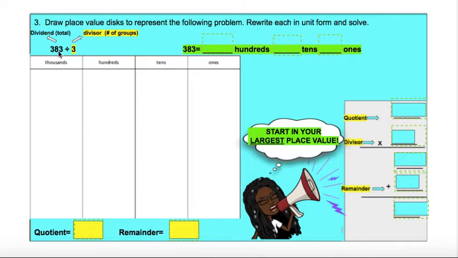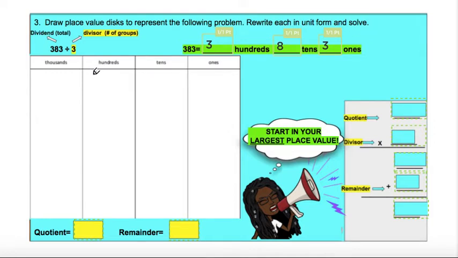This time we have the number 383 divided by 3. Same as before, we have to write the number 383 in unit form. How many hundreds are in this number? Yes, 3 hundreds. How many 10s are in this number? 8 10s. And how many 1s are in this number? Beautiful, 3 1s. Same as before, let's put the number 383 on our place value chart.